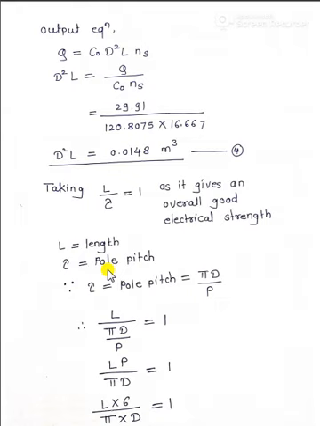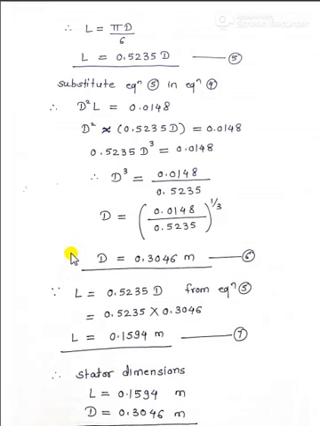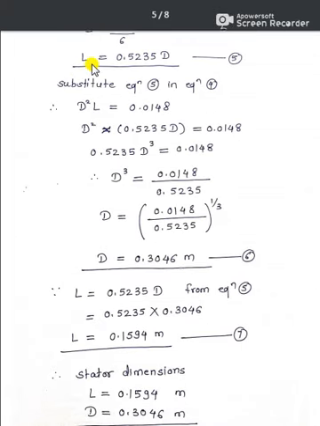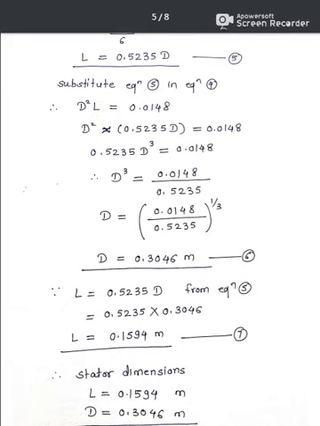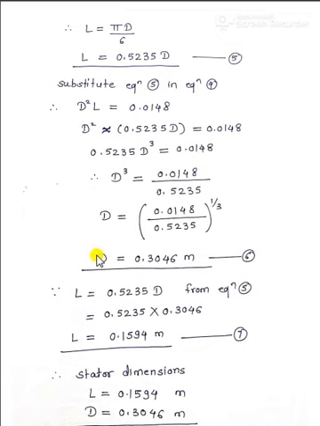Tau means pole pitch. As we already know, the pole pitch means what? Pi d upon P. So by substituting L upon tau value as pi d upon P is equal to 1. By solving this equation, we get L into 6 upon pi d into pi into d is equal. So L is pi d upon 6, so L is equal to 0.5235 d. Call this equation number 5.